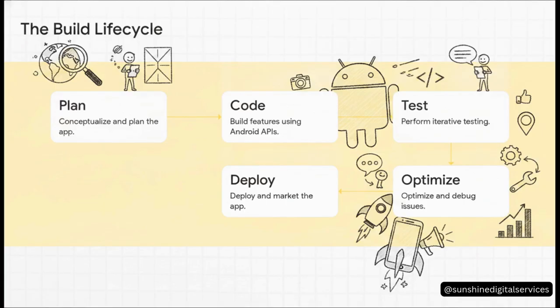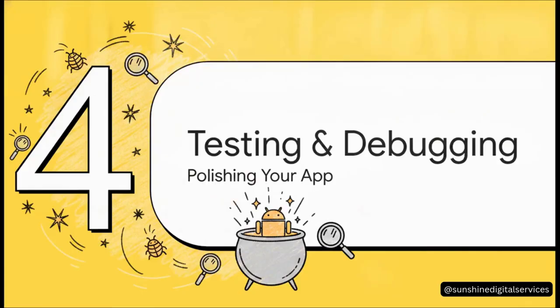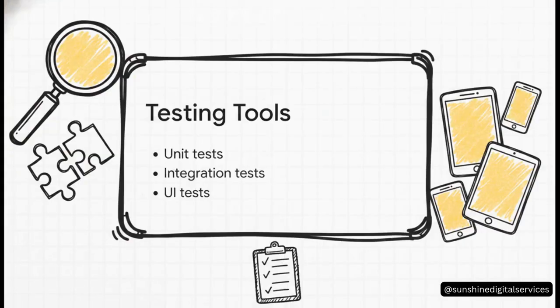And finally, Step 5 is deployment and marketing, where you submit your polished app to the world and start generating some real buzz. Which brings us to Section 4, testing and debugging. Okay, I want you to bring your energy up for this part. People so often treat testing like it's just a chore, but it is absolutely the crucial crucible where your app gets polished for the real world. Honestly, this is where a good app becomes a great app.